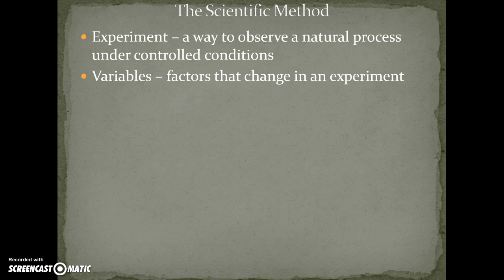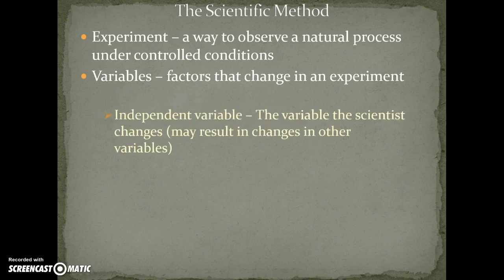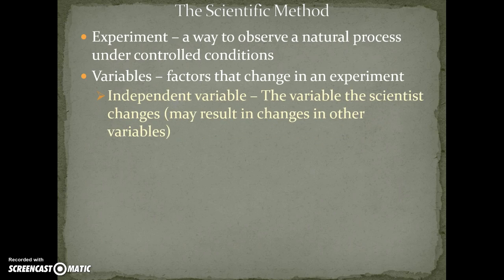And there are two types of variables, and you will want to know those because occasionally in labs we will talk about these. The first variable is what we call the independent variable. This is the variable that the scientist changes. And you'll notice it's singular because usually when you're changing a variable, you only want to change one thing.